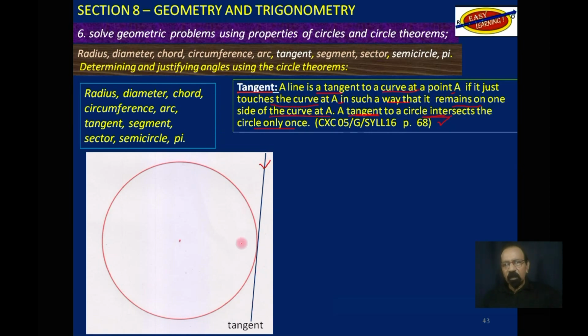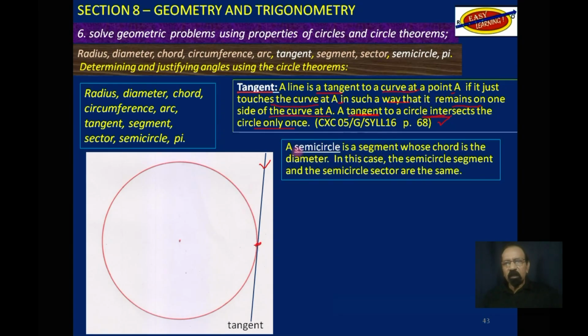That's the tangent. It touches the circle only once. What is a semicircle? Well, semi actually means half. So a semicircle really means half of a circle. However, we have a little more sophisticated definition here. A semicircle is a segment whose chord is the diameter. In this case, the semicircle segment and the semicircle sector are the same.